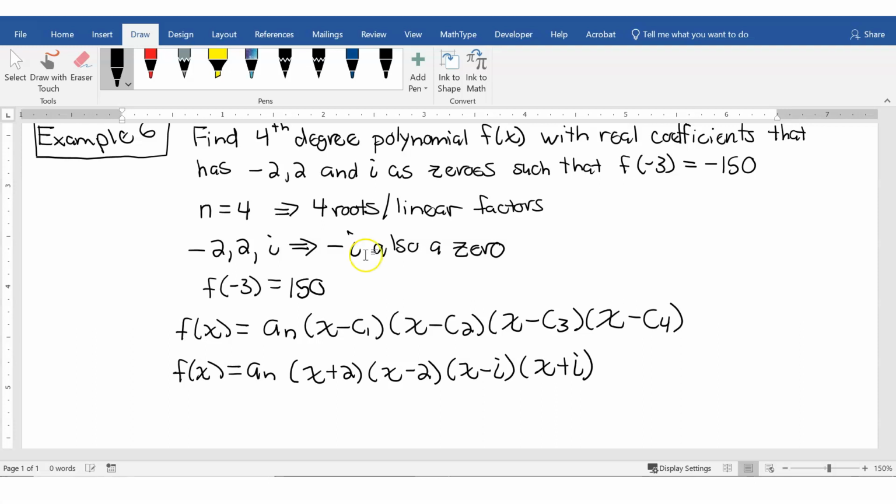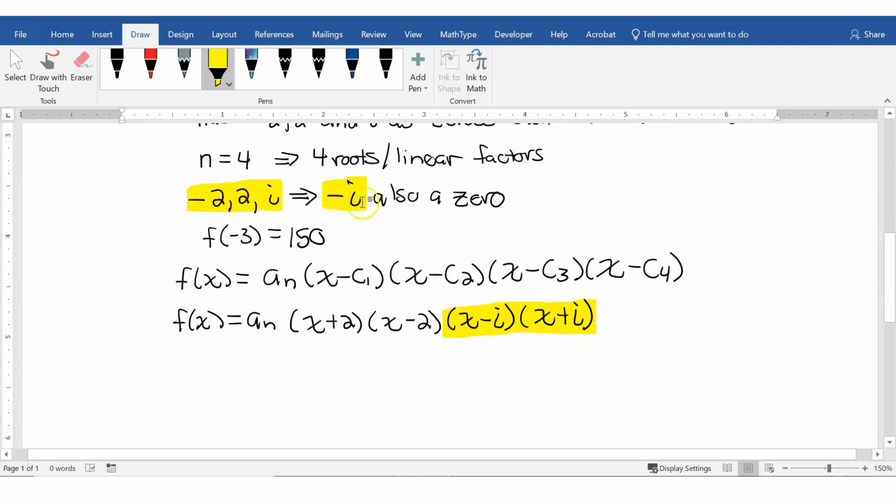And again, if you look at just this step, if you identified what values would make these factors equal to 0, it would be -2, 2, i, and minus i, which are all the roots that we're starting with. So we've identified our 4 roots, we've created our 4 linear factors. Now we need to multiply these factors out to eventually get the equation.